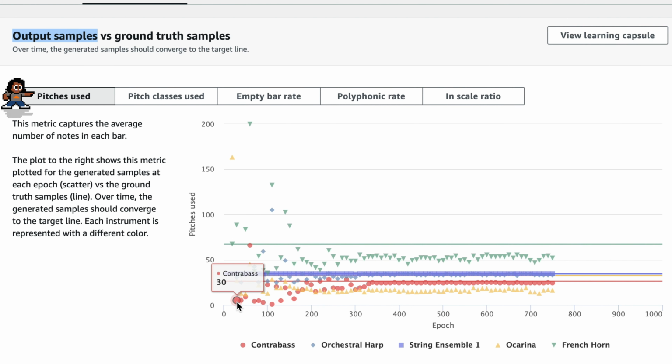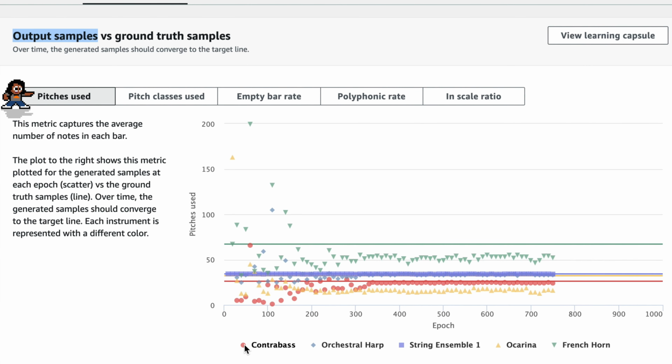For example, the contrabass is shown here in the red circle. The ocarina is shown here in the yellow triangle, and the French horn is shown here in the green inverted triangle. These straight lines here, so the green line, the purple line, the yellow line, and the red line, these lines represent the target. And convergence is reached when the generated samples are close to the target.